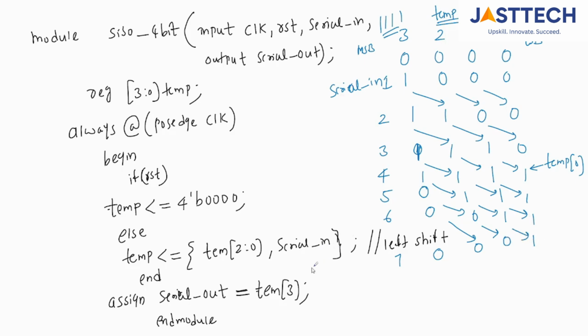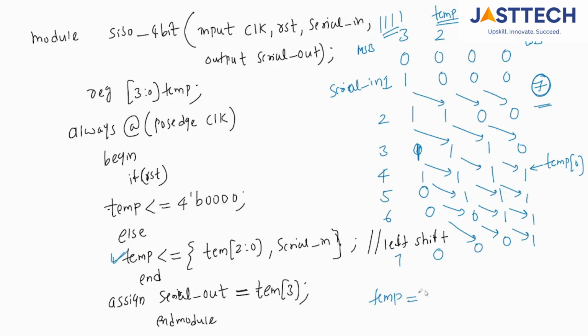So how many clock pulses are required to get the output? 7 clock pulses are required to get the output from the SISO. So I can write the logic. If it is right shift, temp equal to, just this logic will change.